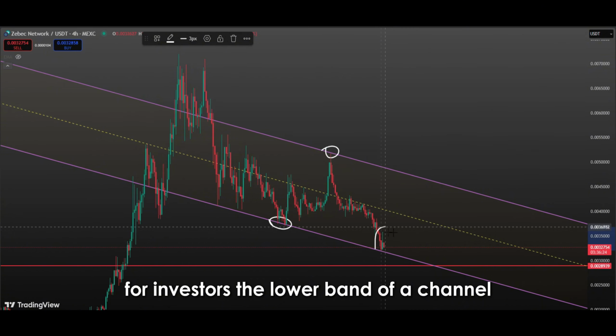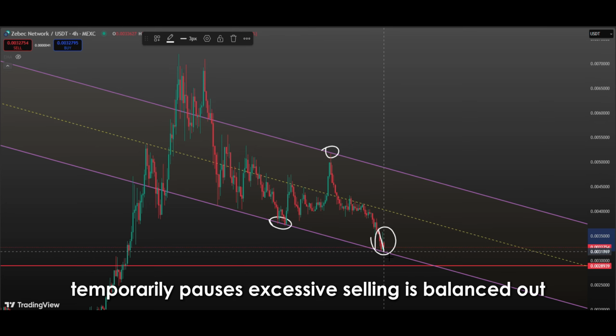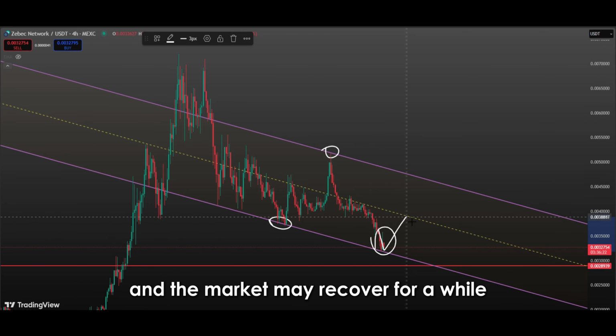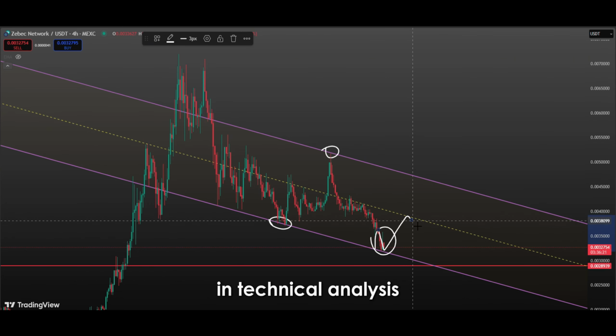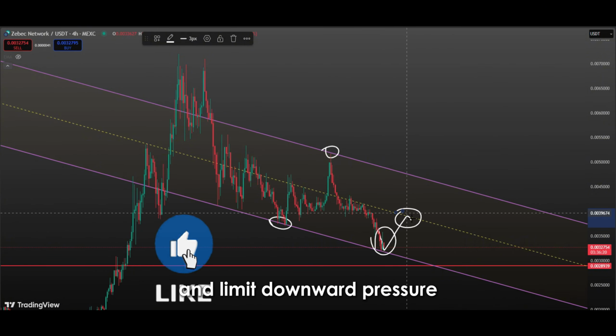The lower band of a channel is typically seen as a point where the price temporarily pauses, excessive selling is balanced out, and the market may recover for a while. In technical analysis, these kinds of lower bands serve as support zones and limit downward pressure.